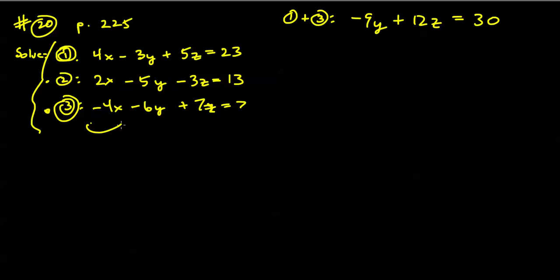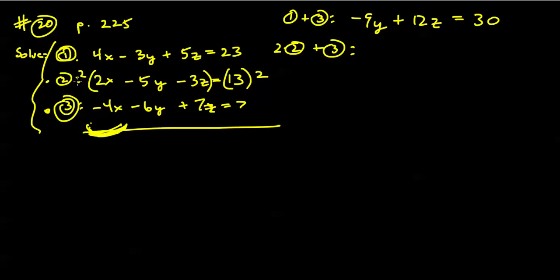I can see if I multiply equation 2 times 2 and add it to 3, I will get elimination of the x variable here. So let me write that down. 2 times equation 2 plus equation 3. Alright, so I'm going to multiply equation 2 through by 2 and add it to equation 3. 2 times 2x is 4x, and 4x minus 4x is 0, so those cancel out. 2 times minus 5y is negative 10y. Negative 10y minus 6y is minus 16y.